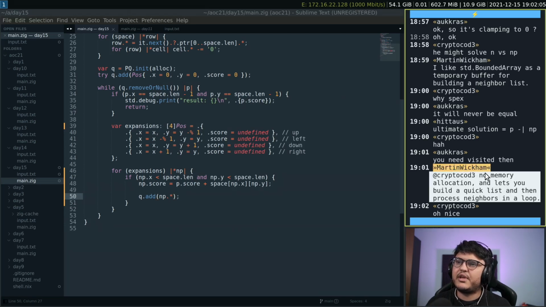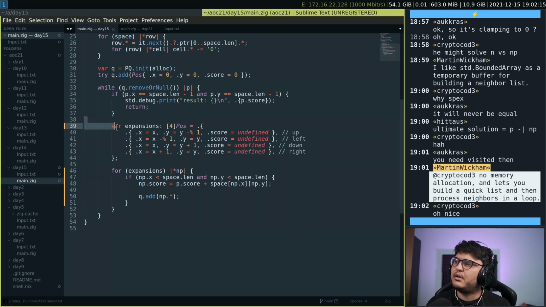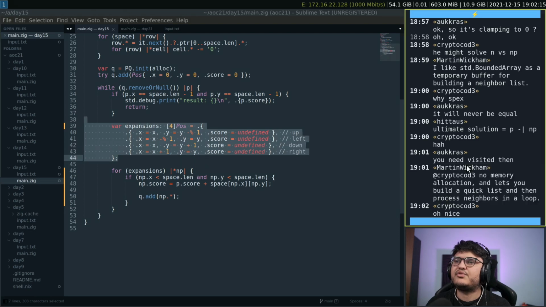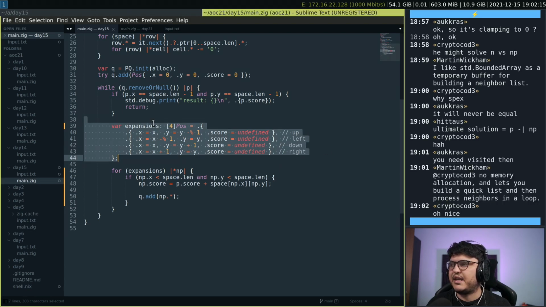So, no memory allocation, and it lets you build a quick list and then process neighbors in a loop. But what's the... So what you're saying, you're talking about a more generalized case than these ones, I'm guessing. Because in this one it's fixed, right? It's 4 possibilities, so you don't gain anything by using something more complex.